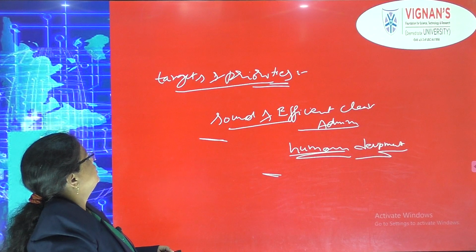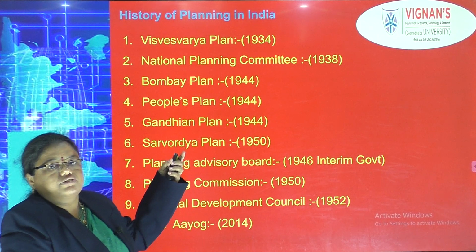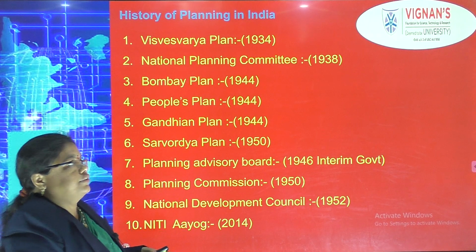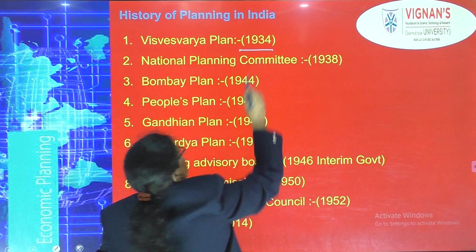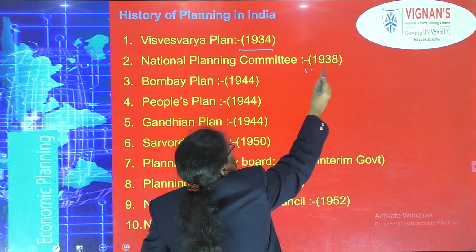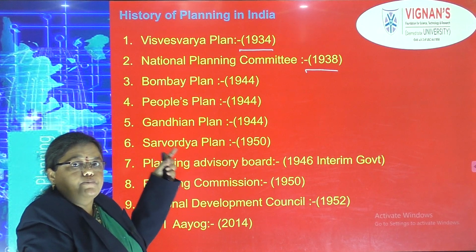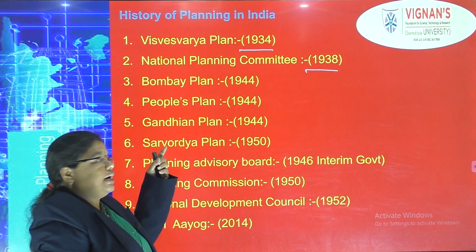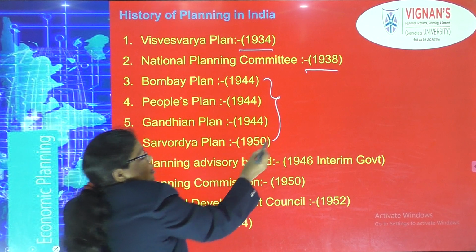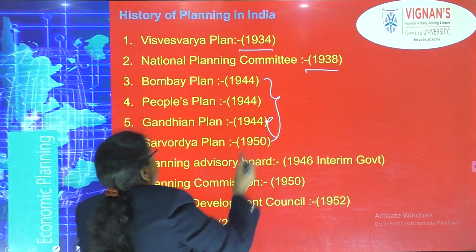Next, history of the economic planning. Visvesvaraya plan is in 1934. National Planning Committee is in 1938. Bombay Plan, People's Plan, Gandhi Plan is in 1944.